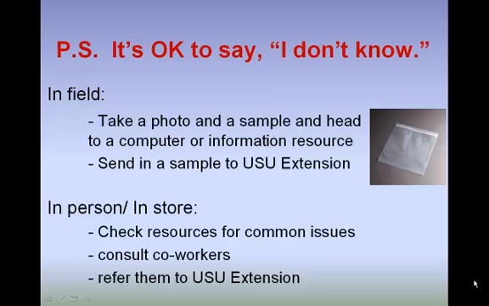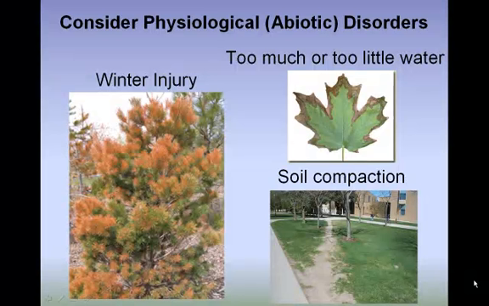Consult your coworkers. A lot of the same problems tend to come in again and again, and if you haven't seen it, someone else that you work with might have seen it. And if you still are stumped and it seems like that problem is serious and the person is very concerned about it, then refer them to USU Extension. So you can refer them to someone like me in the county extension office, and I can return a phone call or an email, or also just send a sample straight to the lab.